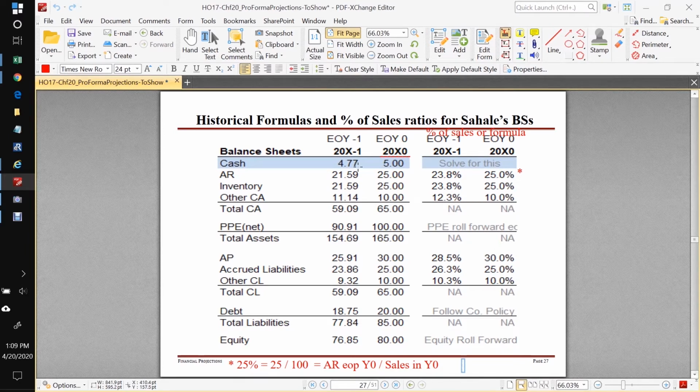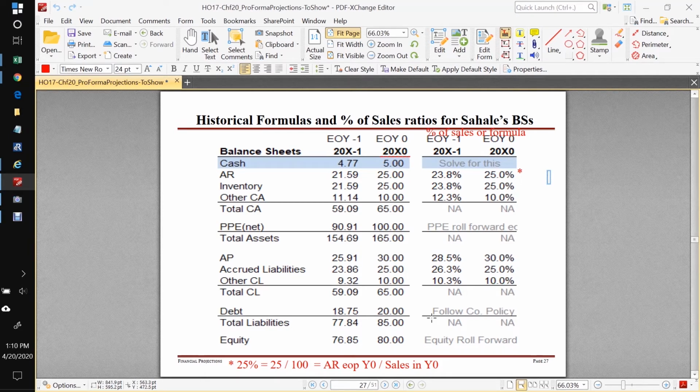So the cash level I'm not going to worry about because this is her big question. We're going to be solving for that going forward, so I don't care about that. And for PPE, that's part of our PPE roll forward equation. Accounts payable, no special accounting equation, no directive on accounts payable or accrued liabilities or other current assets. So I have my percent of sales for these guys here.